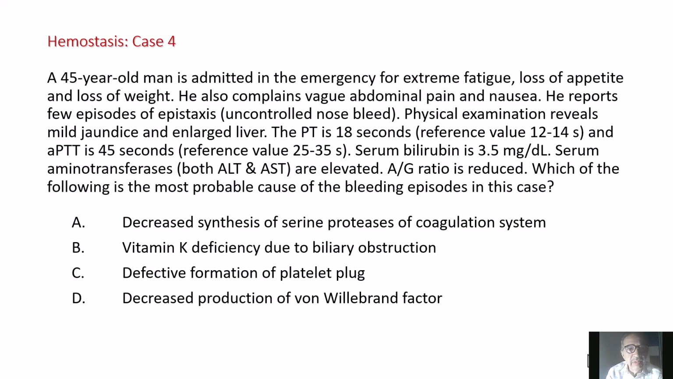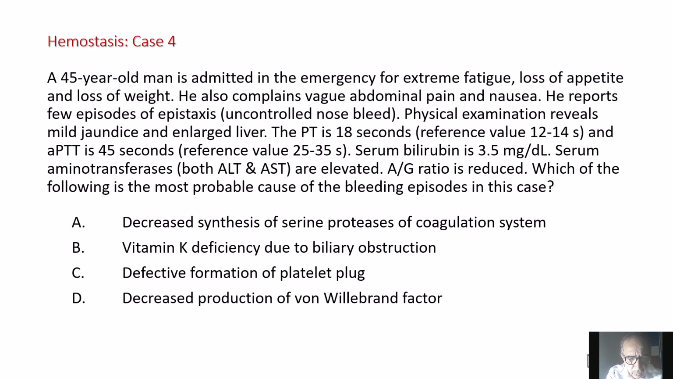Physical examination reveals mild jaundice and an enlarged liver. The prothrombin time is 18 seconds; reference is 12 to 14 seconds, slightly increased. APTT is 45 seconds, slightly increased; reference 25 to 35 seconds. Serum bilirubin is elevated at 3.5 mg per deciliter. Serum aminotransferases, both ALT and AST, are elevated. The AG ratio, albumin globulin ratio, is reduced.